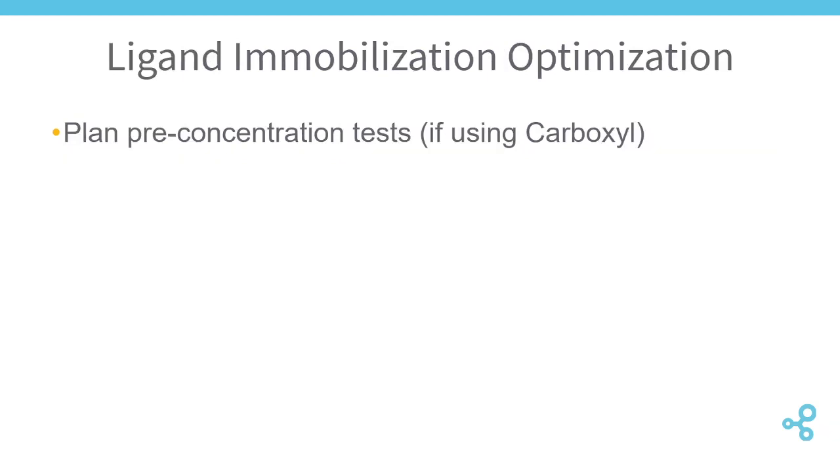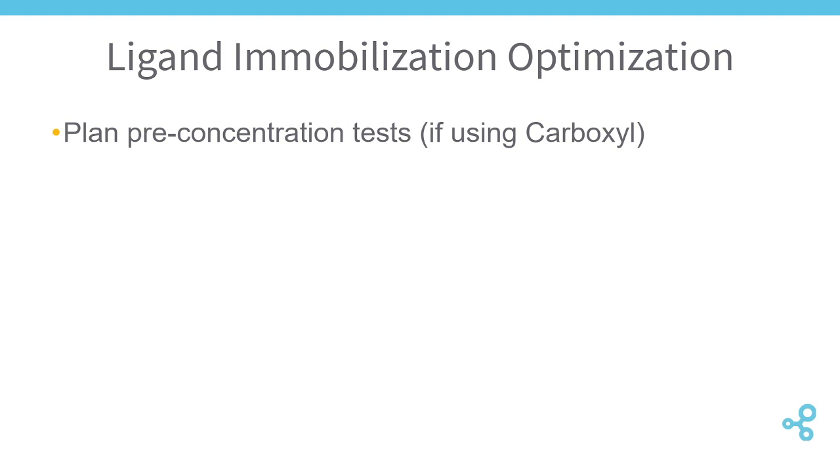So some ways that we can optimize that value or increase it if we're having troubles getting it high during our test. First one would be our pre-concentration test. So this is only applicable for amine coupling experiments. But what we're doing in these tests is we're using the charges that are inherent on the surface to increase our apparent immobilization level that we're going to be getting in the experiment.